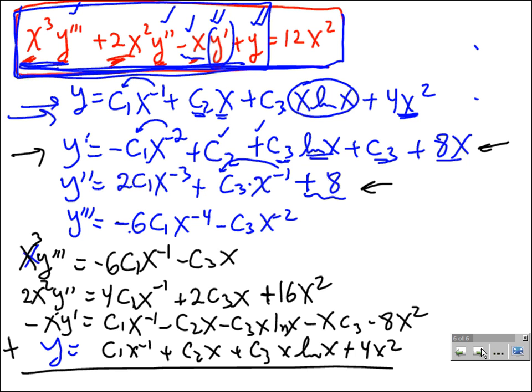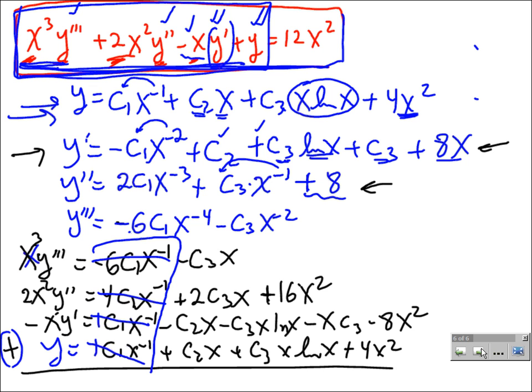When I add the right side, let's see what I get. Turns out that the first column happens to have nothing but c1 x to the negative 1. I have one of them. I add another one. That means I have 2. I add another 4 because I am adding. That gives me 6. Then I take away 6. They're all gone.